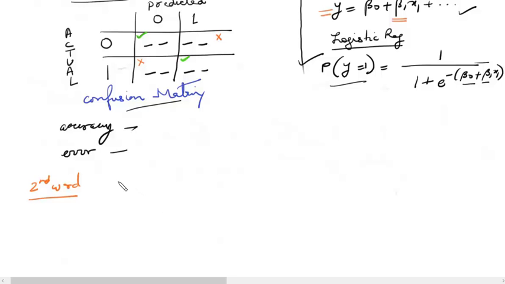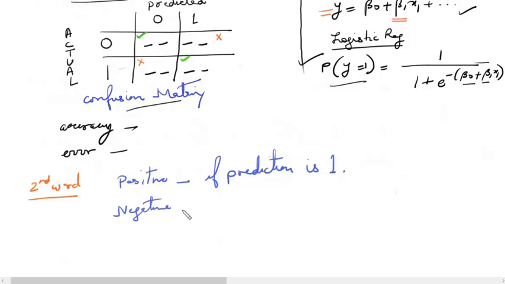The second word is called positive if prediction is 1. If prediction is 1, the second word will be called positive, and the second word will be called negative if prediction is 0. So let us fill the second word based on this rule.